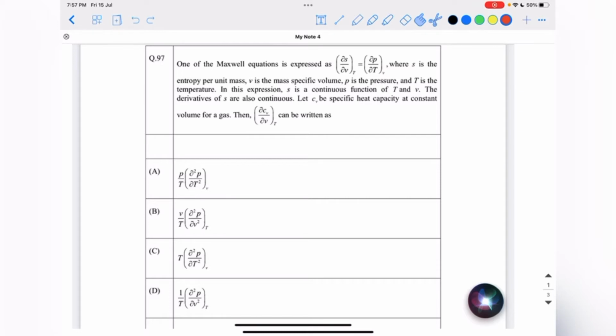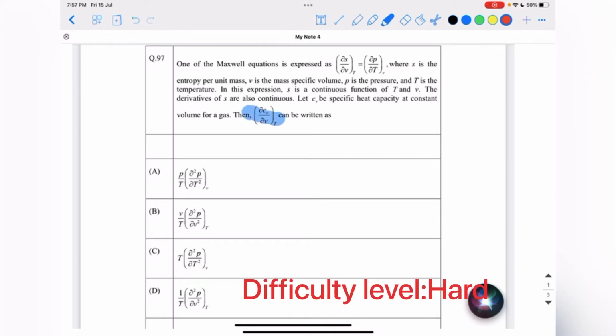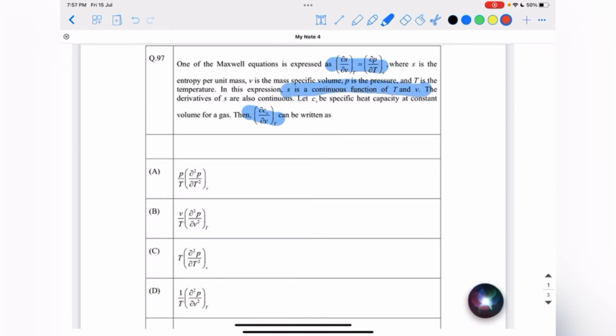In this expression, S is a continuous function of T and V. The derivatives of S are also continuous. Let Cv be the specific heat capacity at constant volume for the gas. Then ∂Cv/∂V at constant T can be written as what? So we have to find ∂Cv/∂V at T with the given Maxwell equation, and it is given that S is a continuous function of T and V.